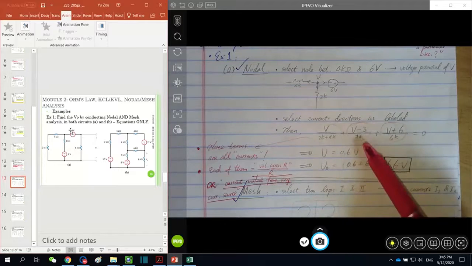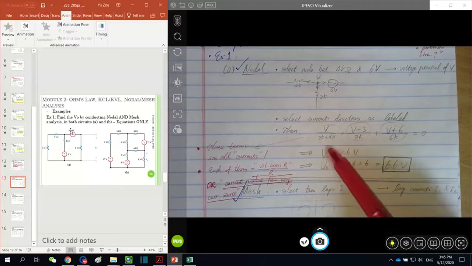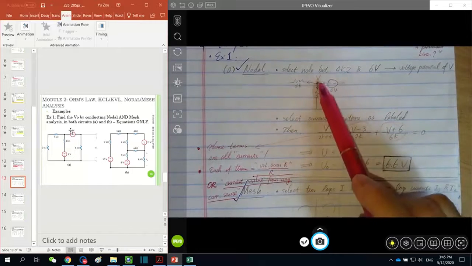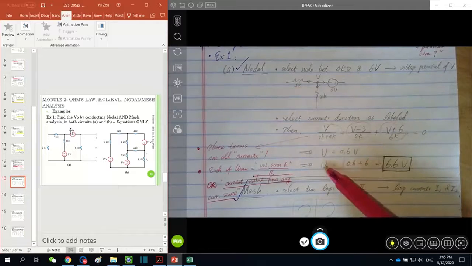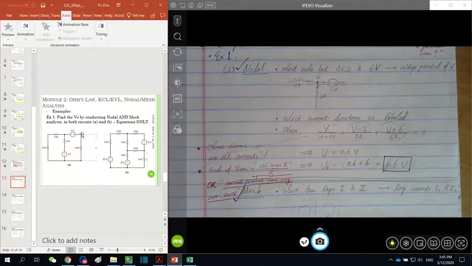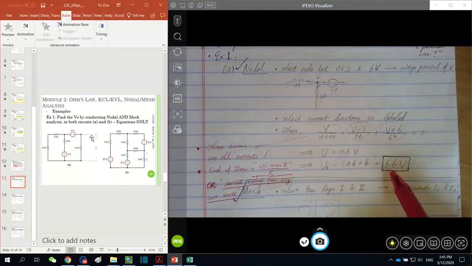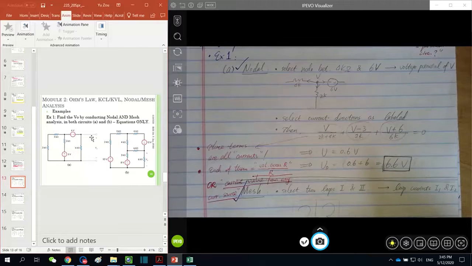And this is obviously one equation, one unknown, from which we can find the node voltage V. And what is V0 value? V0 is, as we analyzed, the voltage here with respect to the ground. Therefore, V plus 6 equals V0. So the correct answer for V0 for this particular circuit is 6.6 volts. This is applied in nodal.